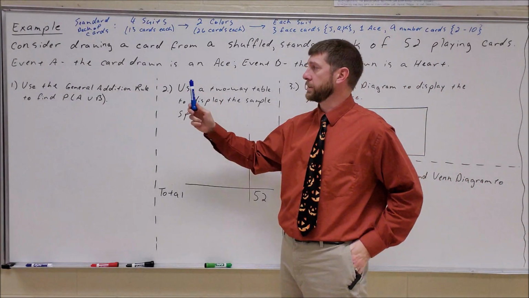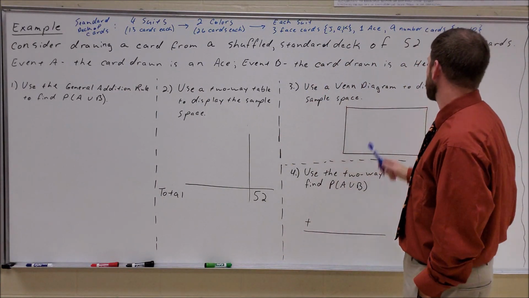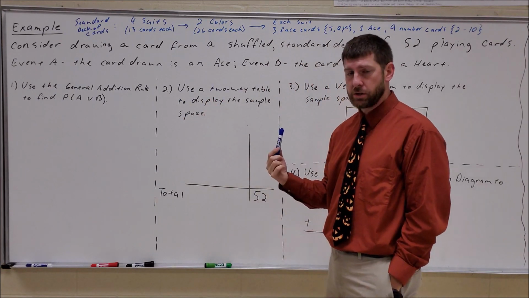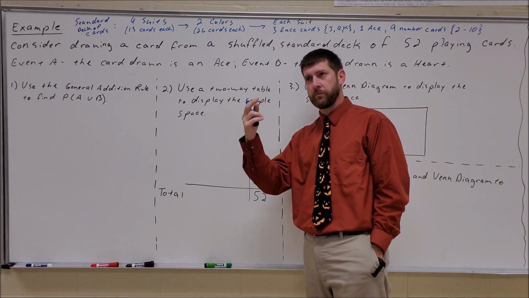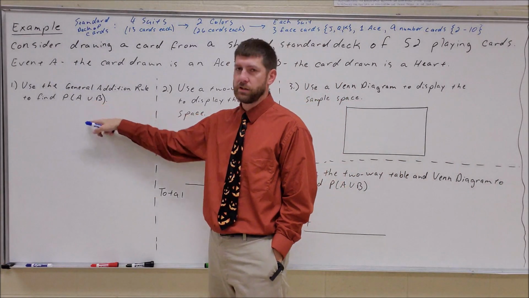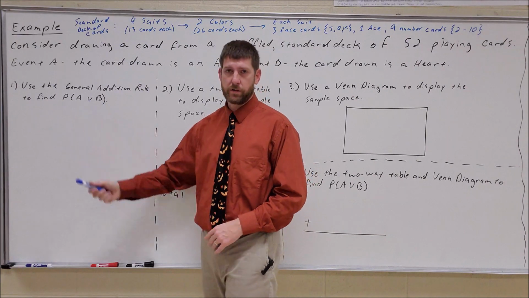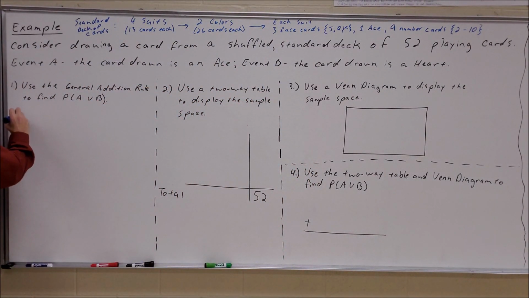All right, so we have 2 events here. Event A, the card that's drawn is an ace. Event B, the card that's drawn is a heart. So we're going to go through how to use the general addition rule and how to use these Venn diagrams to figure out these multiple events, this A union B. We're going to use the general addition rule first to find the probability of A union B.